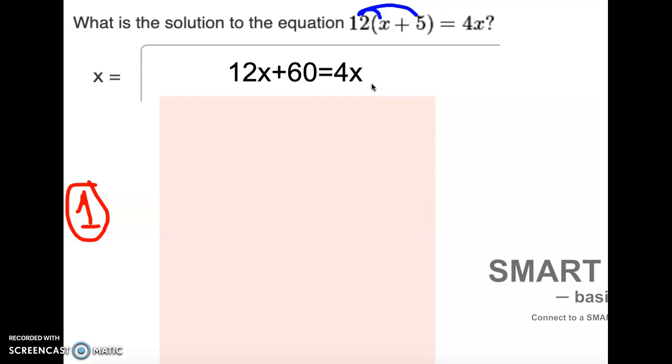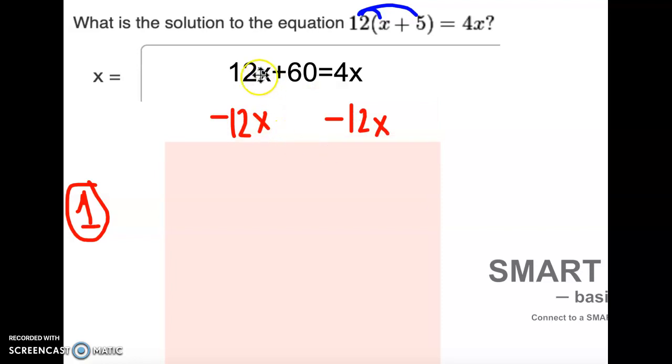Now remember, we're trying to get all of the x's on one side of the equation by themselves. So we're going to take this 12x and subtract it from both sides. Because this 12x here is positive, it's being added. So to undo adding something, we subtract. Addition and subtraction are inverse operations. So here we're going to subtract 12x from both sides.